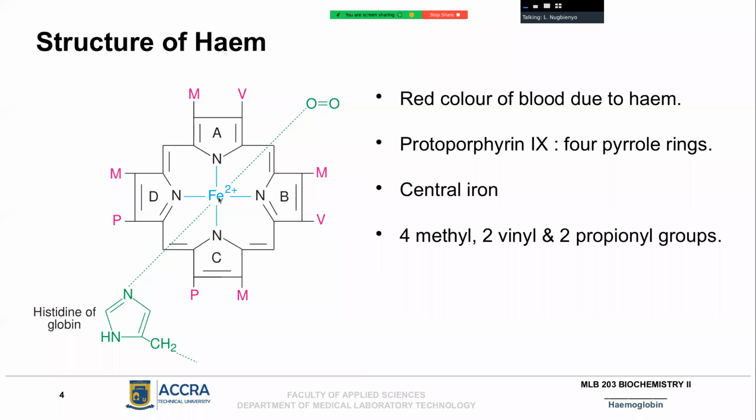Of course, we have the letters which are in red, being various side chains which are bound to these rings. So the M refers to methyl groups, and then the V refers to vinyl groups, whilst the P refers to propionyl groups. So these are the different groups that are found on the chiral rings, the 4 chiral rings that form the full structure of heme.